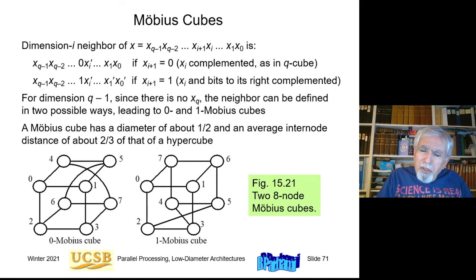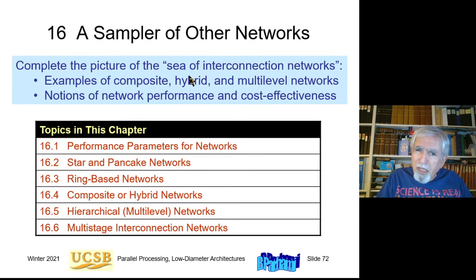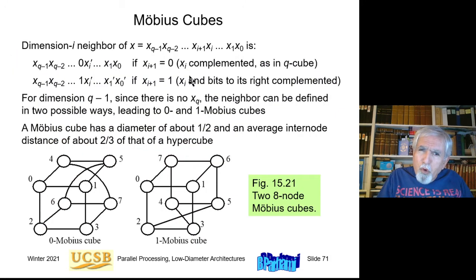Okay, so here is another example. I'm not going to go through it. It's another way of defining an architecture based on node IDs. So X is the ID of a particular node, and I show how that ID is modified to identify the neighbors of that node. Okay, so these are known as Mobius cubes as opposed to hypercubes.